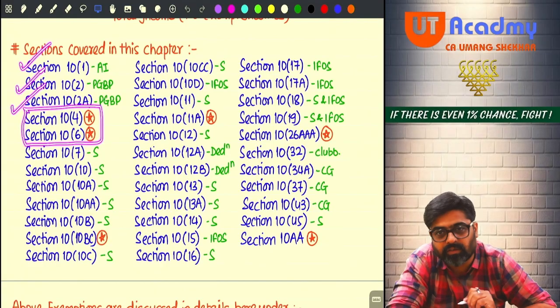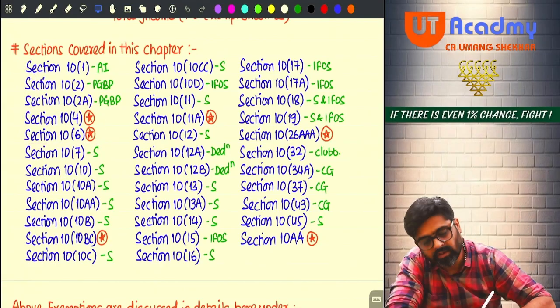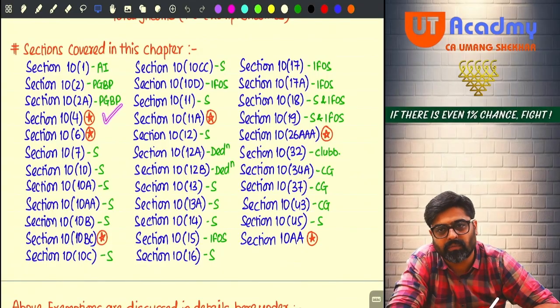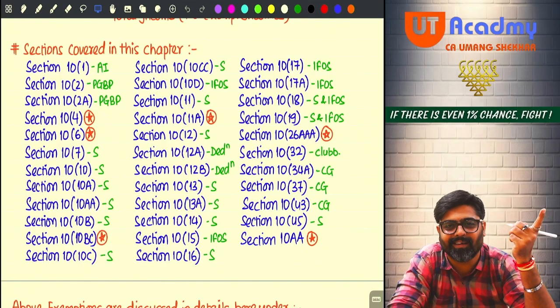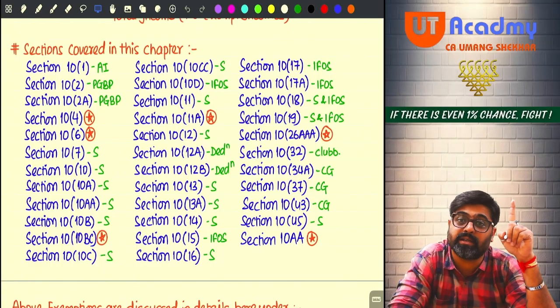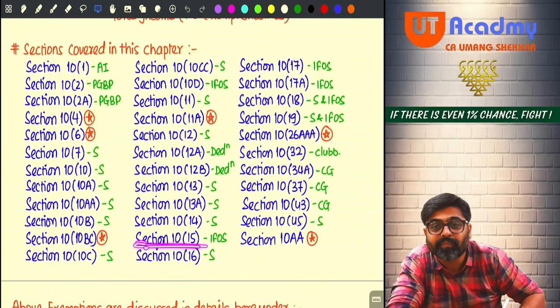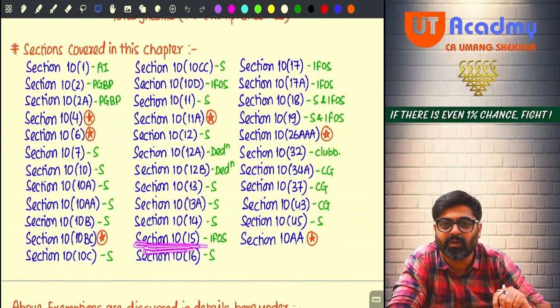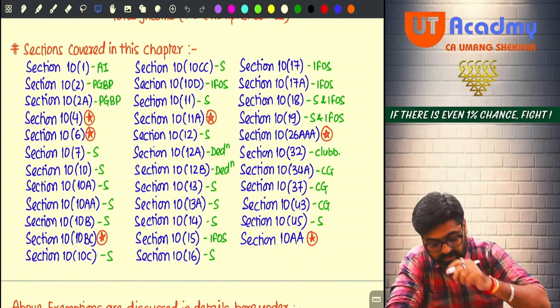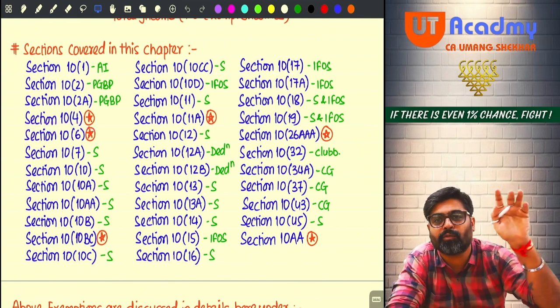10.4 and 10.6. I would have discussed 10.4 with IFOS. This I could have covered in IFOS, but I forgot to cover it there. Hence, I am separately covering. In IFOS, do you remember the interest point we have done? Some interest is fully exempt under 10 subsection 15. Those we have done. So there is one more interest which is exempt under 10 subsection 4.